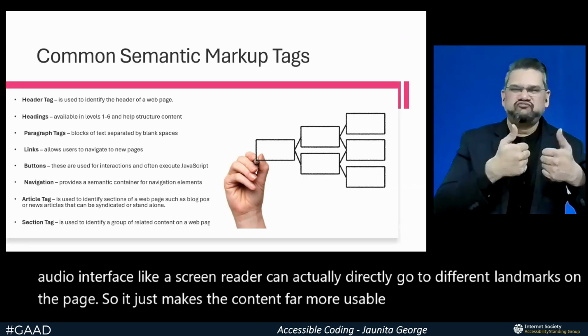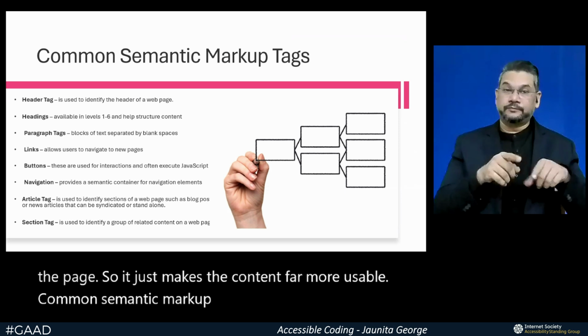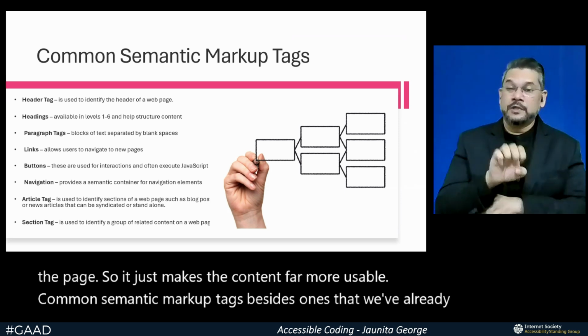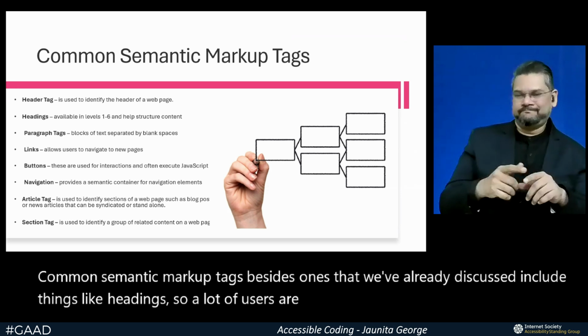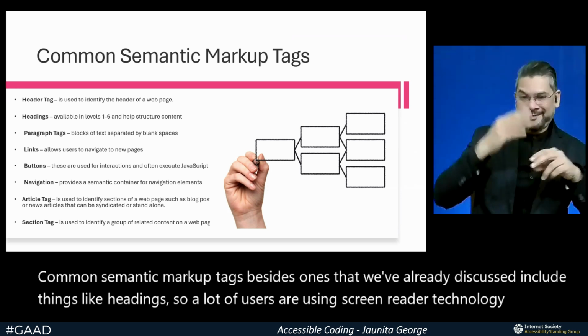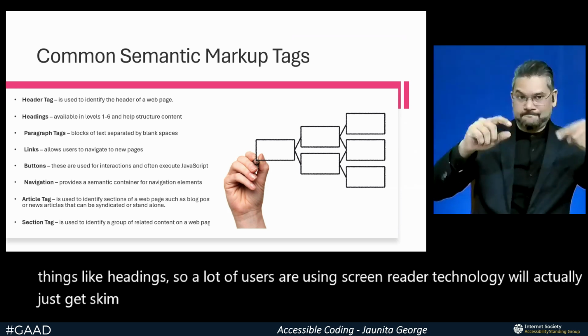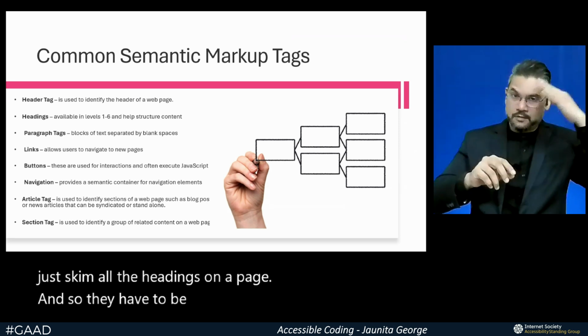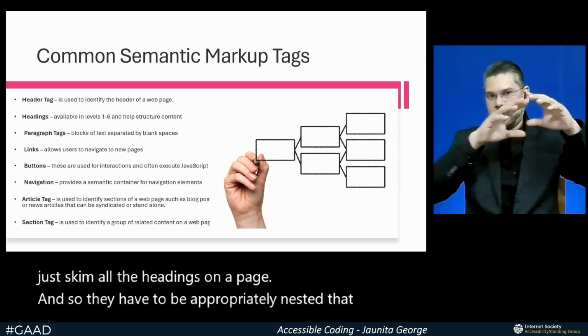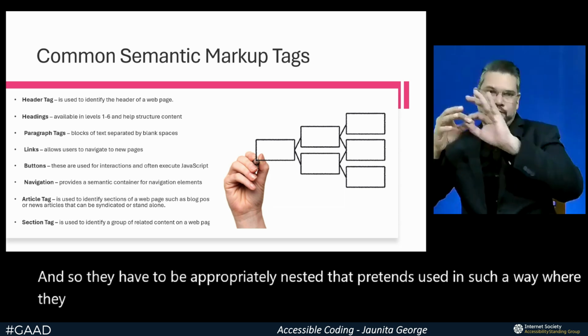Common semantic markup tags, besides ones that we've already discussed, include things like headings. So a lot of users are using screen reader technology. They will actually just skim all the headings on a page. And so they have to be appropriately nested and used in such a way where they provide a bit of an outline of the content.